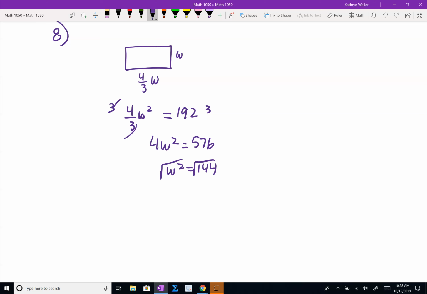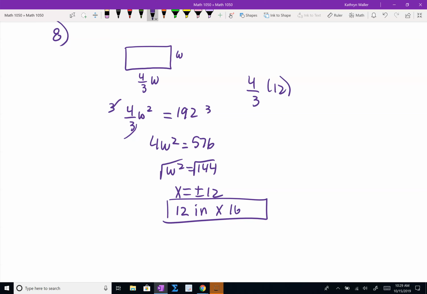If you're square rooting, you're supposed to do the plus or minus. Negative width does not make sense, right? So it's going to be 12, and they want the dimensions, and they have inches. So it's going to be 12 inches by, and then the other one, you take the 4/3 and times it by 12, and you get 16 inches. And you can check that so easily, guys, because if you go 12 times 16, you get 192. So I know I did it right.